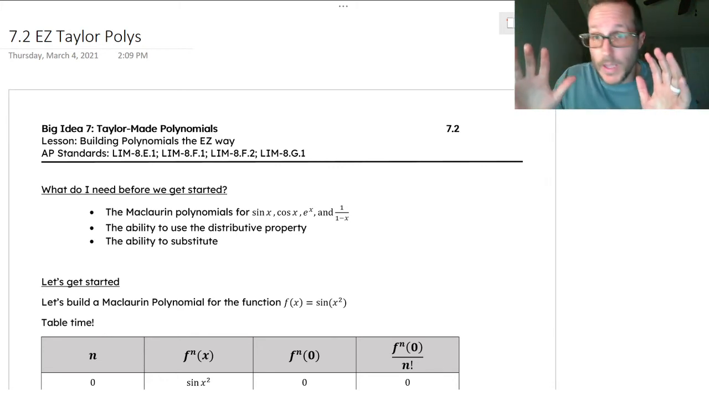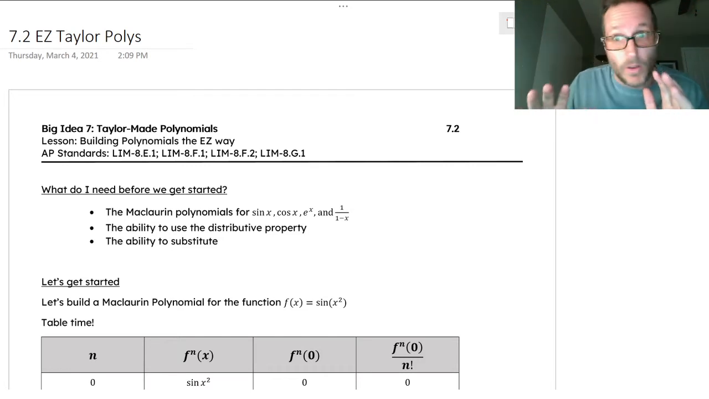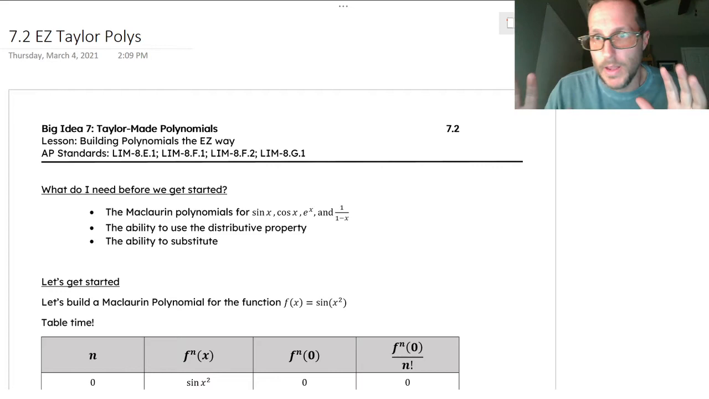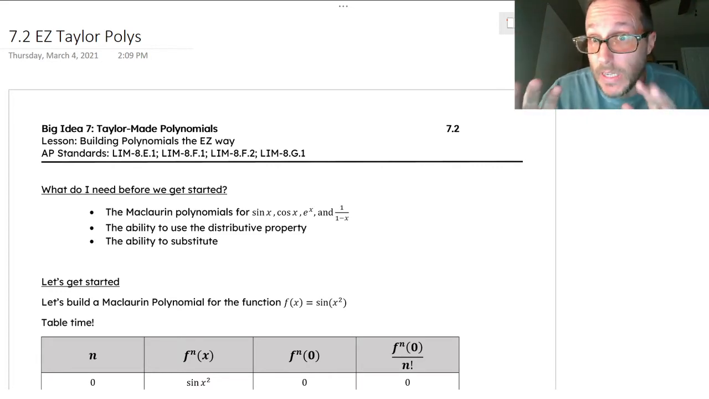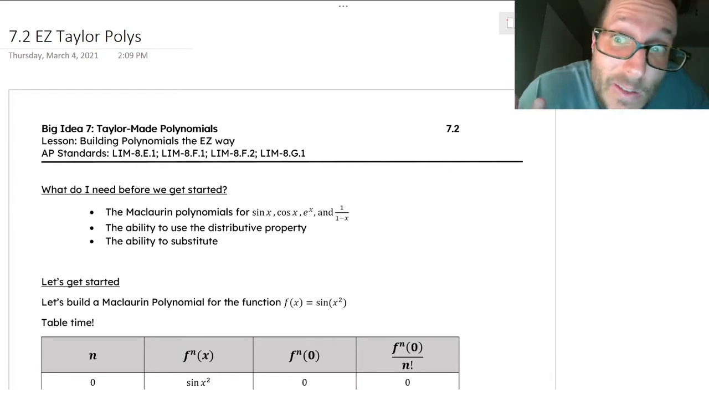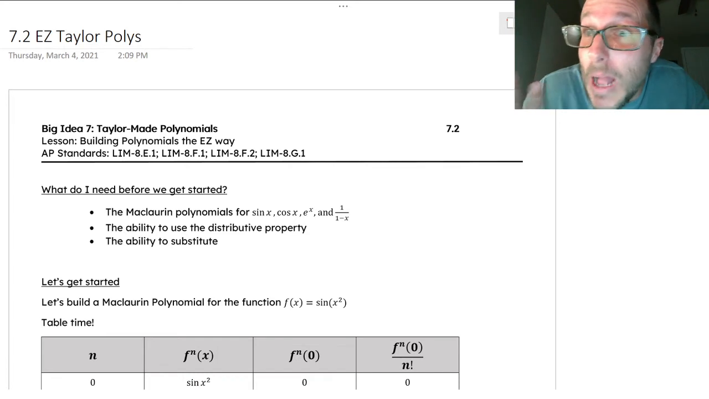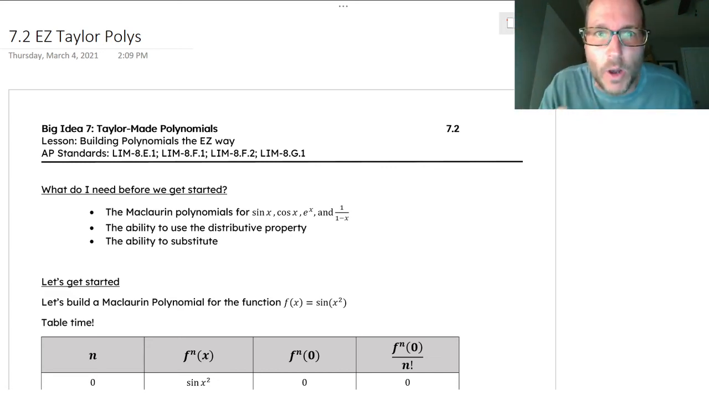I've hidden myself in a cave here somewhere. It could be my house, could be somewhere out in the state. I don't know, right? I don't want to give away my location because I don't think the College Board wants me to give this lesson, okay? Come here. It's the way to build Taylor polynomials the easy way. They don't want you to know this, okay? But I want you to know it.